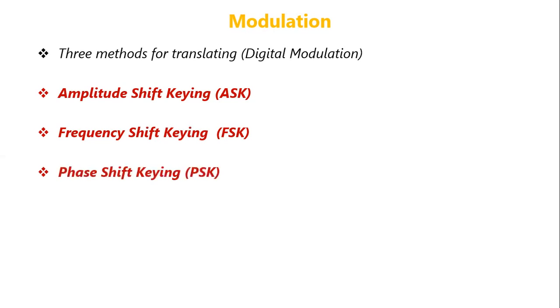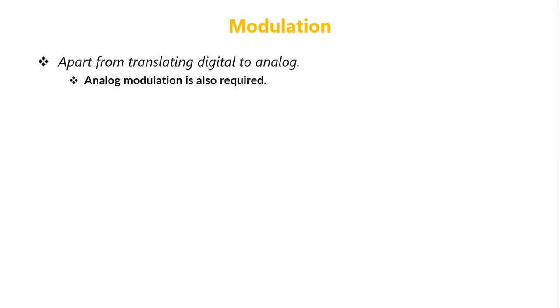But just converting a digital signal to an analog signal alone is not enough, because even after converting the digital signal to an analog signal, this analog signal cannot be transmitted over a wireless medium. After that, we have to perform something called analog modulation. Just converting a digital signal to an analog signal is not enough; after converting it, analog modulation is also required.